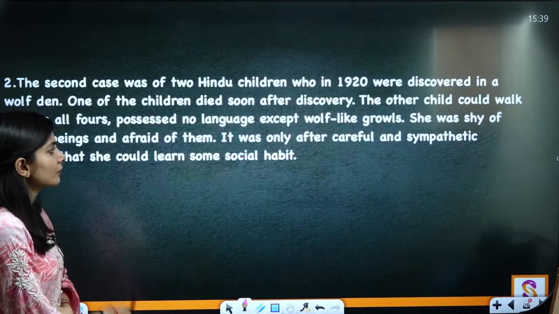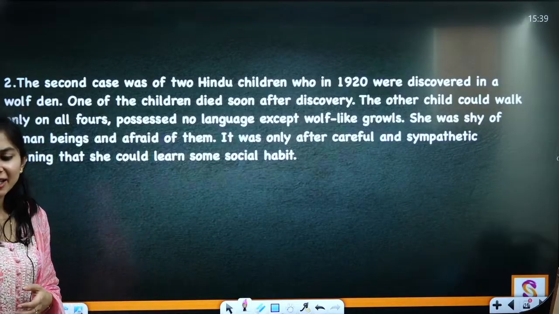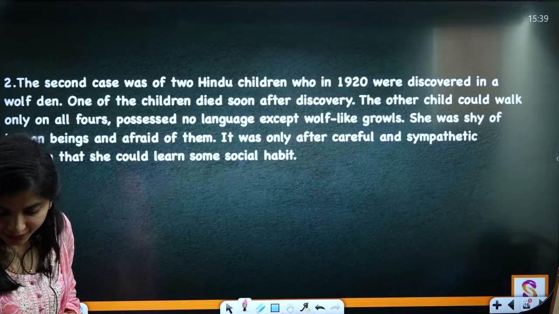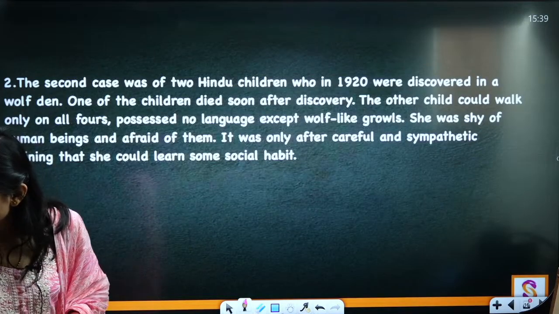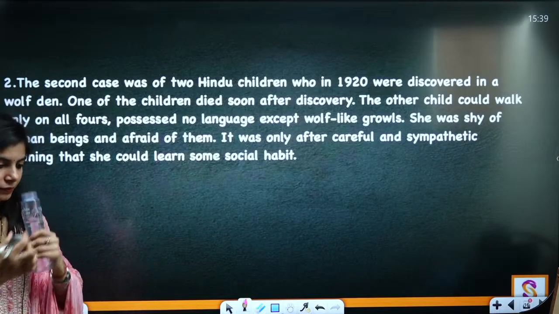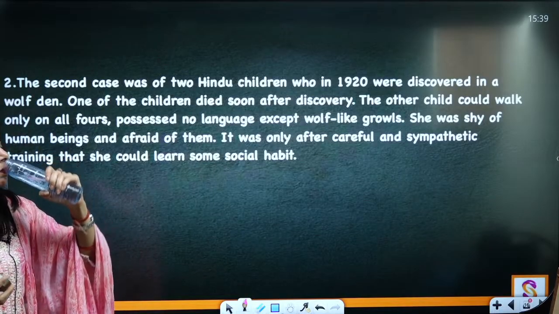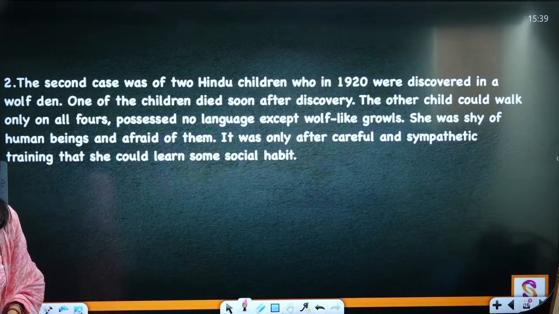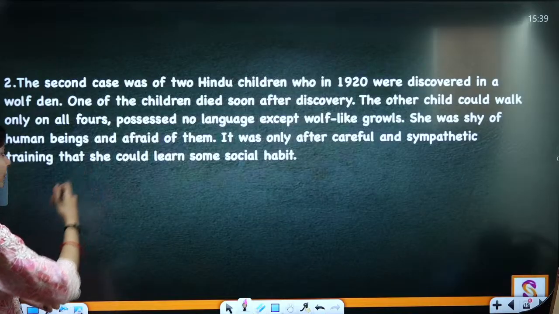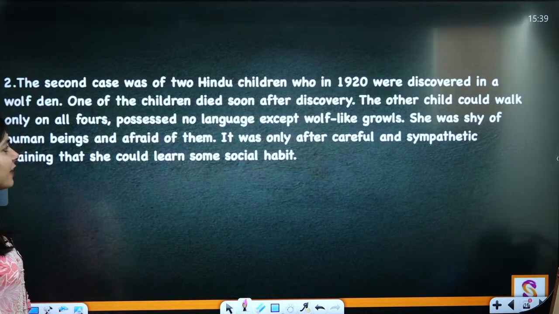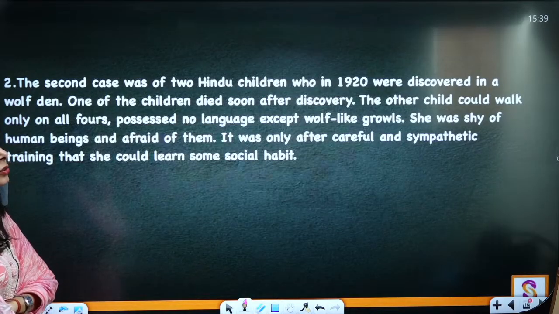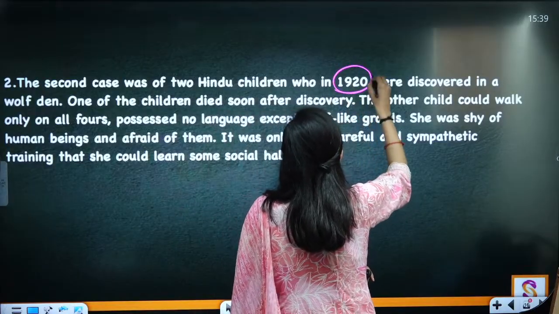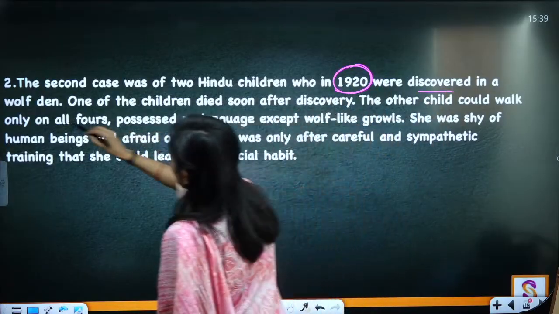Now, as MacIver explained his theory with the help of some views, we are taking up the second view. The second view is illustrated by the example of the two Hindu children. In 1920, these two Hindu children were discovered in a wolf den.